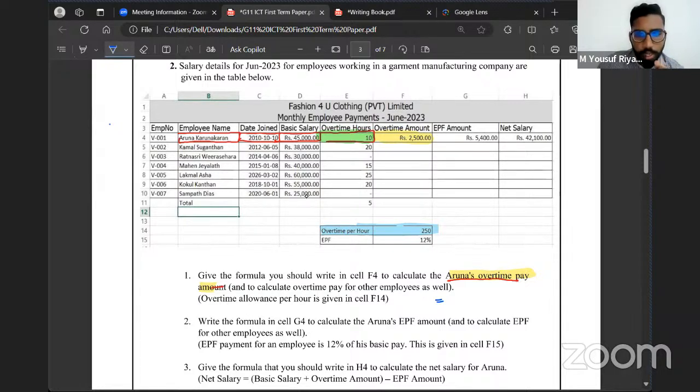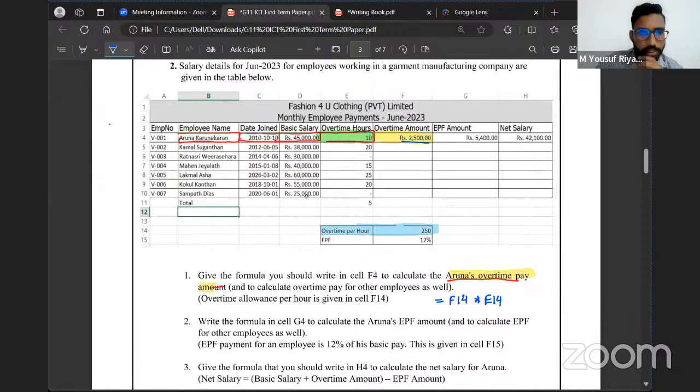Okay. So overtime per hour is behind the cell F14. So I'm going to write here F14 and multiply this with the number of hours Anura had been working. So Anura has been working for 10 hours. And that's then E4 cell. Okay. So if I write F14 into E14, I'll be able to get this value 2500. There's a small mistake in it. I'll come to that in a while.